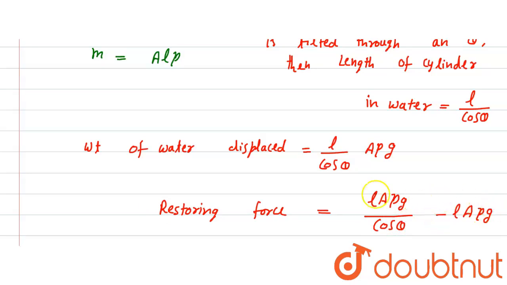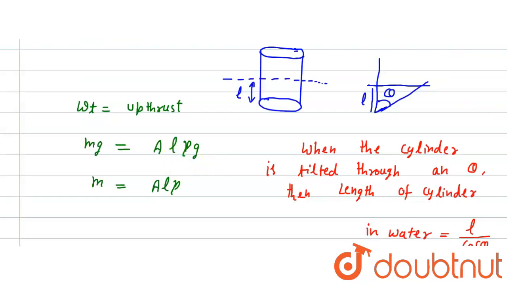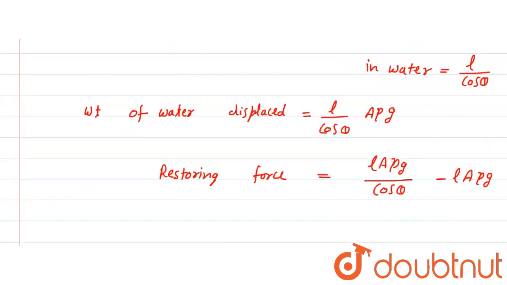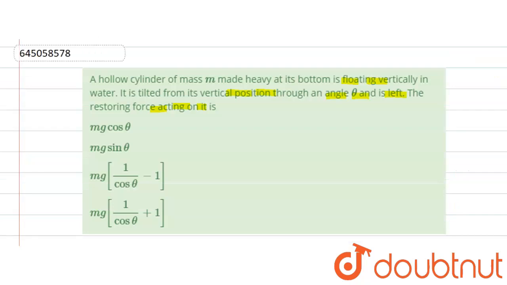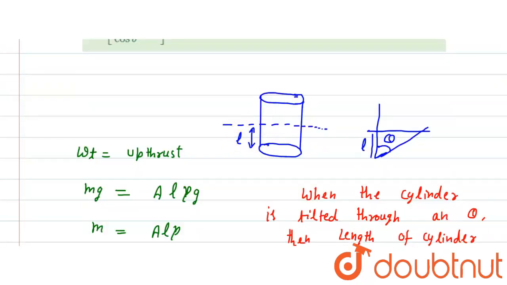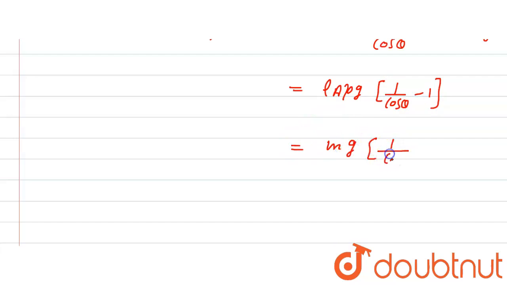Now the restoring force is equal to L A rho g upon cos theta minus L A rho g, that is, the new weight of water displaced minus the weight of water when vertical. So it is equal to L A rho g times (1 upon cos theta minus 1). Here L A rho is m, so this is mg (1 by cos theta minus 1).